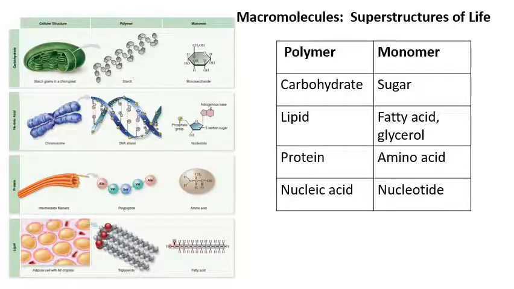So for example, if you take a lot of individual sugar molecules and you stick them together, you can get a starch or carbohydrate. If we take a whole bunch of amino acids and stick them together, we can get a protein. So the monomers are the smaller parts. If we put a whole bunch of monomers together, then we get these larger polymers. And these are the major building blocks of life. So carbohydrates are made of sugars, lipids are made of fatty acids and glycerol, proteins are made of amino acids, and then nucleic acids are made of smaller subunits called nucleotides.